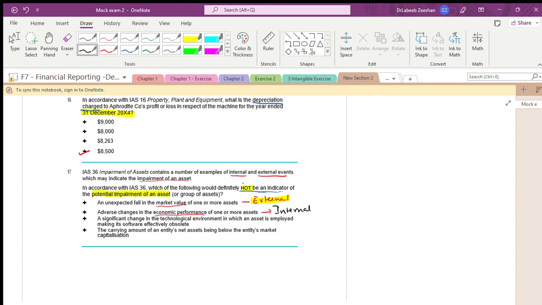A significant change in the technology environment, making software obsolete. Is it internal, external, or no? You are getting new versions every time. Internal or external? External.